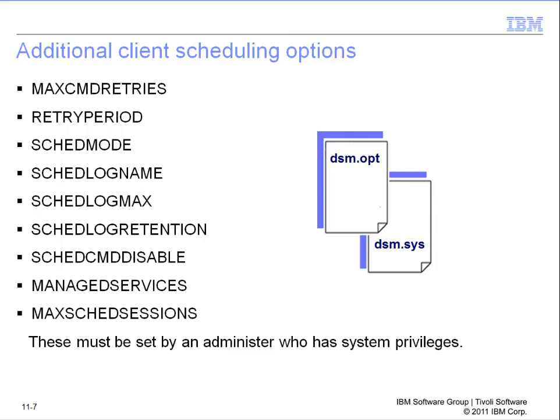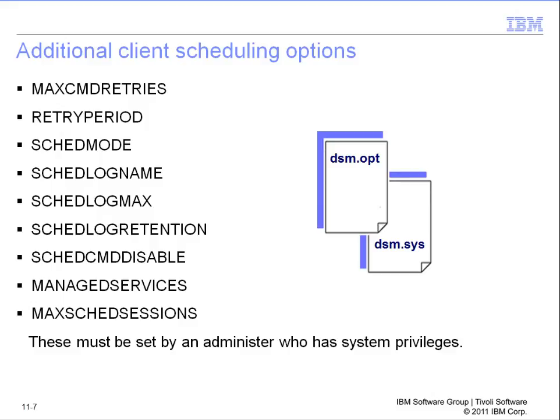Additional client scheduling options. We have maxcmdretries. This is the parameter for the maximum number of times the client scheduler will attempt to process a schedule that fails. The retryperiod parameter is going to be the number of minutes for the client scheduler to wait between attempts for processing a scheduled command that fails.